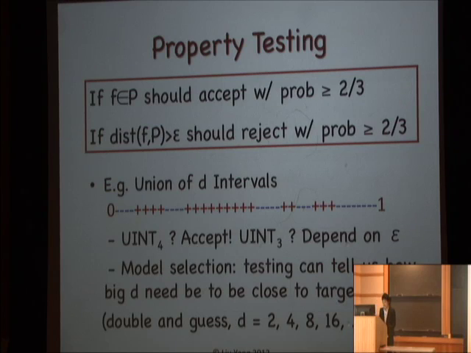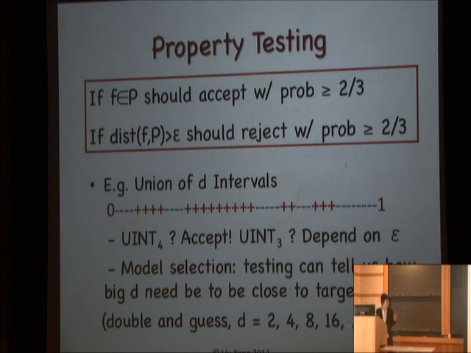So for example, testing linearity of functions. The tester can get the value of function f on inputs of its own choice. If f is linear, then the algorithm should accept with probability at least 2/3. But if the value of f must be modified on more than an epsilon fraction of the domain elements to become linear, then the algorithm should reject with probability at least 2/3. If f is close to linear, then the tester can accept or reject.